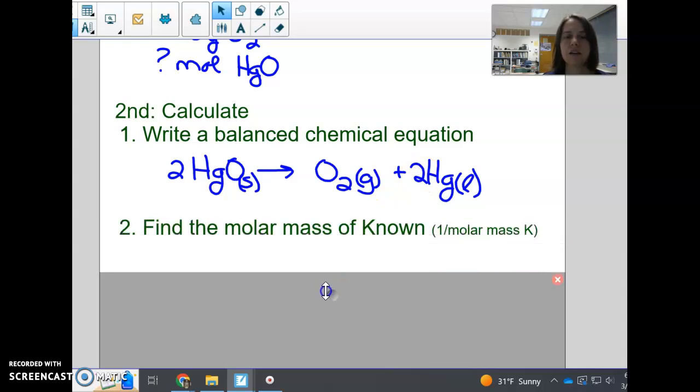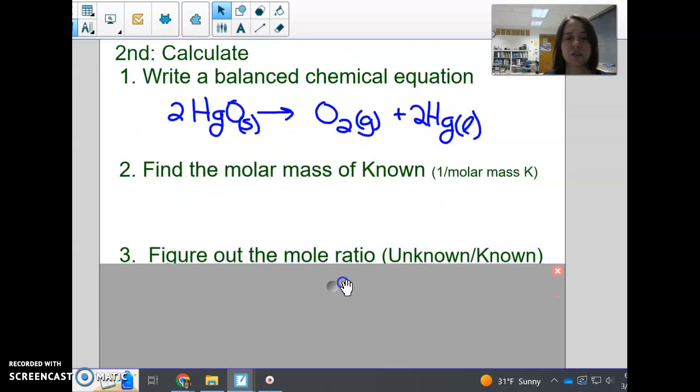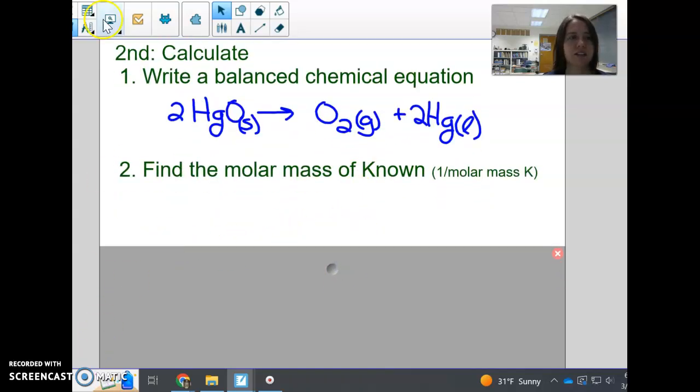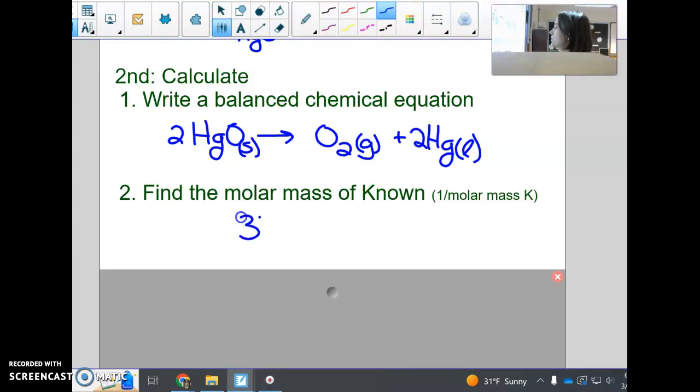Then I'm going to find the molar mass of my known, which is my oxygen. So let's do that. Okay, well, oxygen is O2, so it's going to be 16 plus 16, or 32.00 grams. And we know it's going to be 1 mole over it.